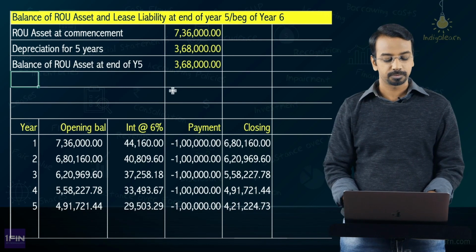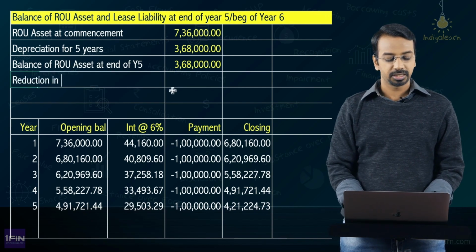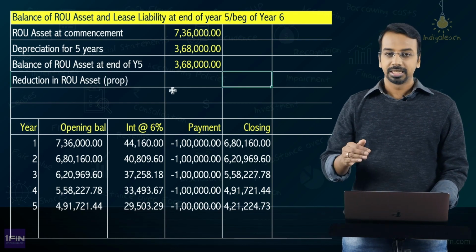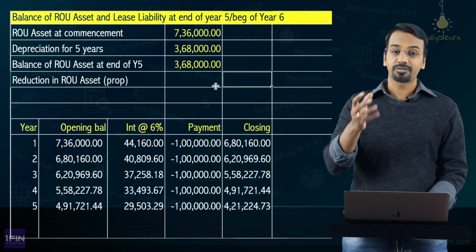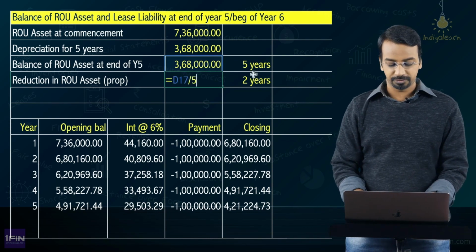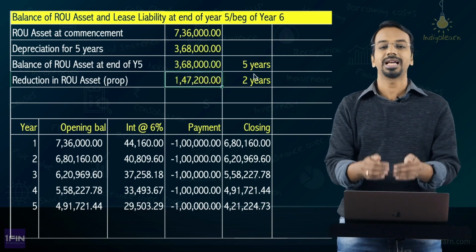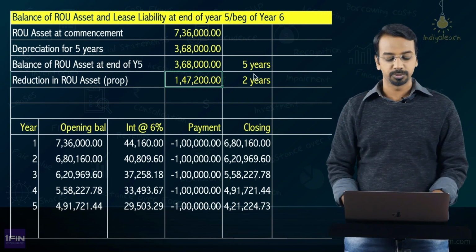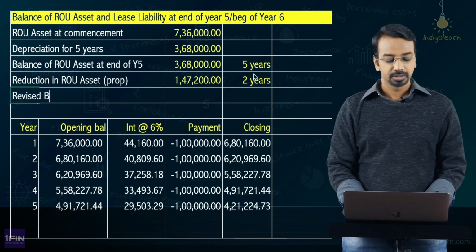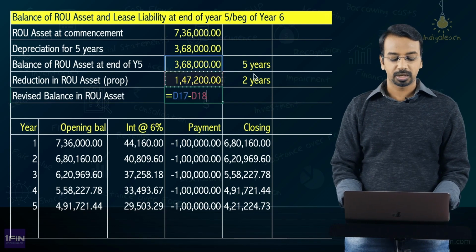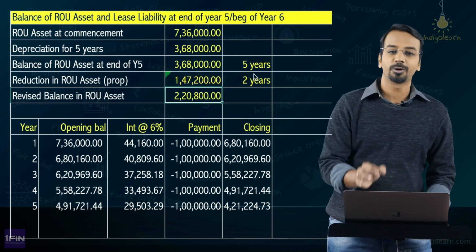So what you do is reduce the ROU asset proportionately. What do you mean by proportionately here? This 368 represents 5 years, right? Reduction has happened for 2 years. So basically 368 divided by 5 multiplied by 2, this is the reduction. 1,47,200 is the reduction in the value of right of use asset, which means the revised balance in ROU asset would be 368 minus 1,47,000, which is 2,20,800.